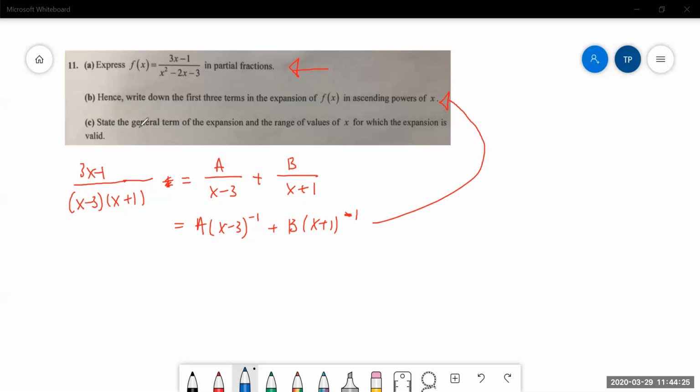So state the general term of the expansion and the range of values of x for which the expansion is valid. General term for the expansion. At first I thought I must use the binomial general term, but then I asked my friends, they either forgot how they did it or they don't know how to do and left blank and submitted, or they say that it's not binomial theorem expansion, it's just a formula for it.